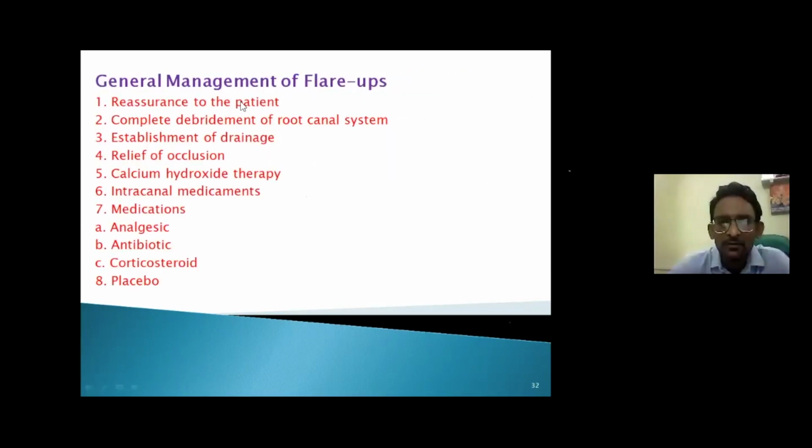So the general management of the flare-up includes reassurance to the patient, complete debridement, chemomechanical preparation of the root canal system so that we do not leave any bacteria behind, establishment of drainage if there is any pus or suppuration, relief of occlusion, that is, we have to deocclude the tooth, calcium hydroxide therapy, intracanal medicaments, medication, which includes mostly analgesics, antibiotics, and corticosteroids, and then the placebo.